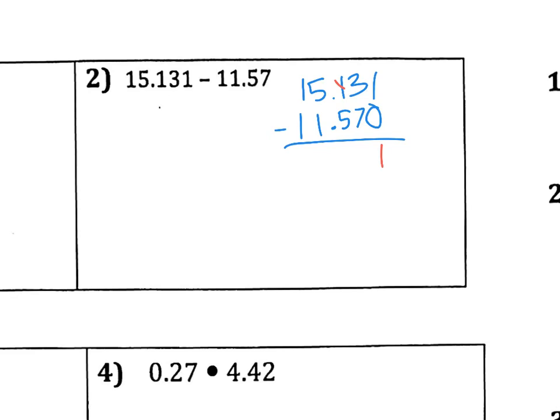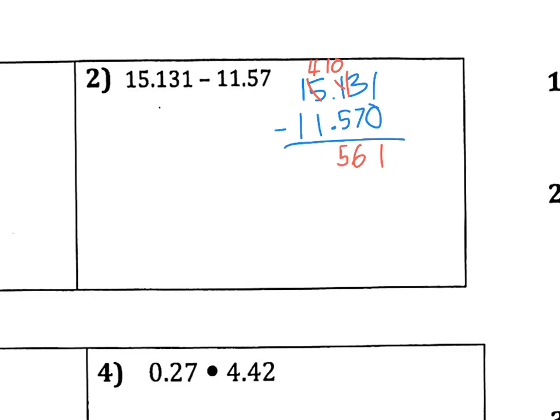Oh, I'm sorry. It becomes a 0, and this becomes a 13. 13 minus 7 is 6. I have 0 minus 5. I can't do it. I have to borrow. So I borrow from the 4. It becomes a 10. 10 minus 5 is 5.